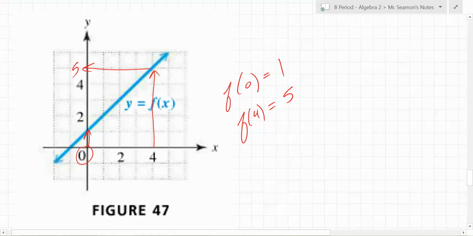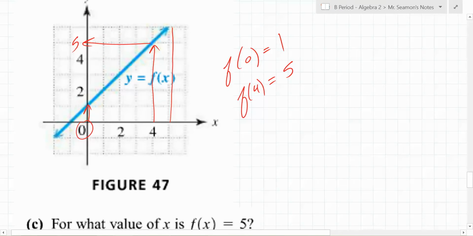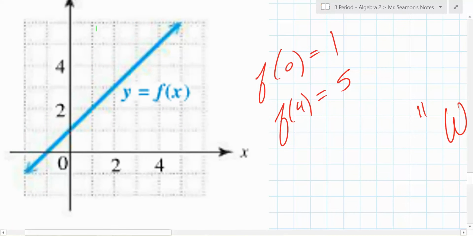So can you use a graph to read values? Oh, and then I asked you, what's f of 5 going to be? When you plug in 4, what do you get out? 5. Thank you. When you plug in 4, you get 5. Everybody sees why f of 4 is 5? F of 4 goes up to 5.